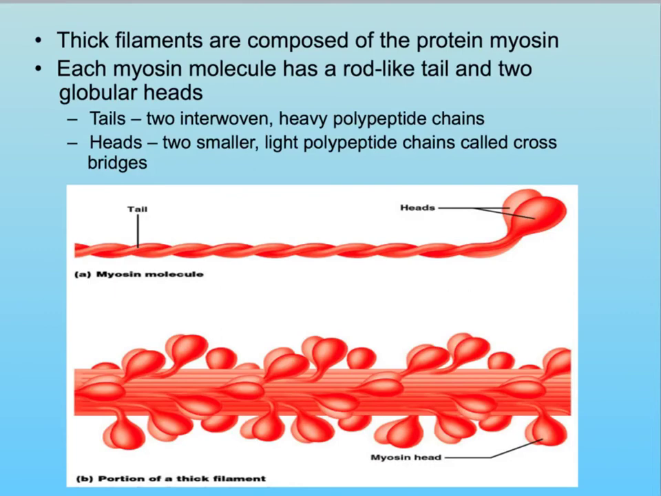Okay, so you've got thin filaments and you've got thick filaments. The thick filaments are composed of a protein called myosin. And each myosin molecule has a tail and these little globular looking heads right here. Okay, so you've got the heads, two interwoven polypeptide chains, and then you've got smaller polypeptide chains. And this picture down here is showing a whole bunch of those individual myosin molecules all put together, and a whole bunch of all the different heads, okay?